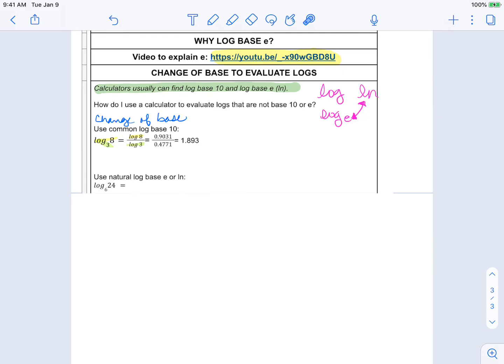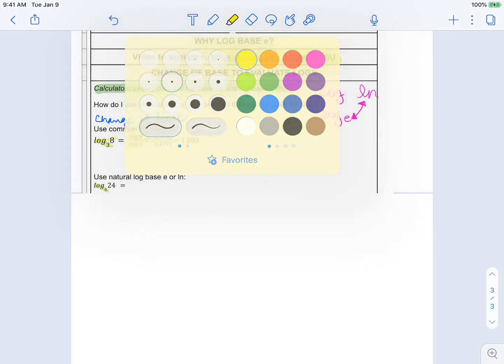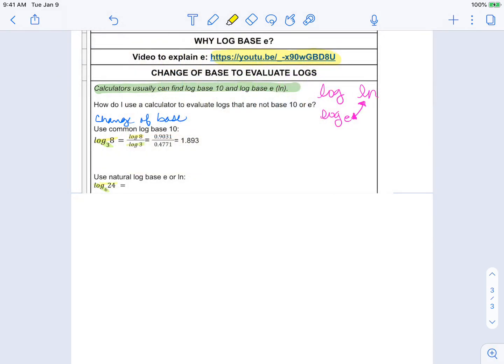I'm going to do this next one. I'm going to do my log of 6 in the denominator, and then I'm going to do my log of 24 in the numerator. I'm going to grab my calculator and say, okay, if I have a log of 24 in the numerator and then log of 6 in the denominator, I have to do this in my calculator quick like.